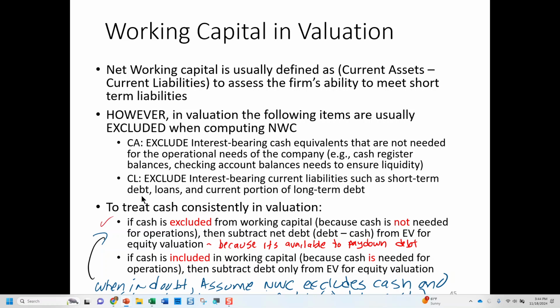However, when you go to value the stock, you want to then subtract net debt or debt minus cash. So if the cash is not needed for operations, the way you put it in the valuation is you use it to pay down debt. If cash is needed for operations, say it's a business that needs lots of cash in the cash register and to pay bills, well, then you put it in net working capital. It's going to reduce FCFFs, but then you don't use it to reduce debt values in the final estimation of stock.